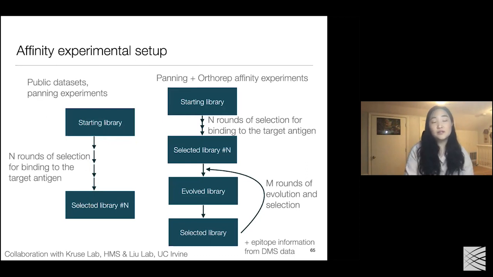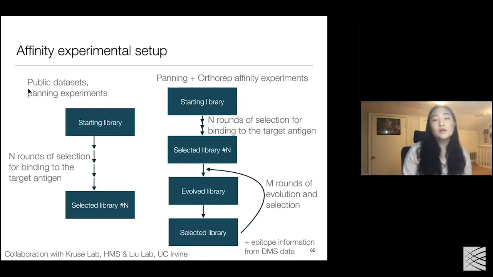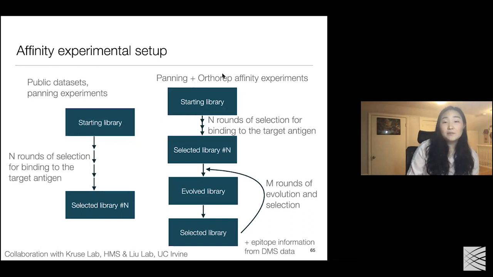There are examples of this in published data sets, and this is just the general routine panning experiments that are done. Panning plus Orthorep affinity experiments are slightly different because you can do multiple rounds of selection just as before, but then now you can take this library and do the evolution and selection in one step.